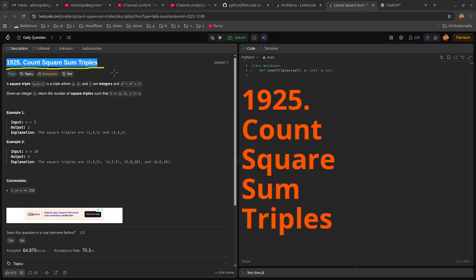Daily challenge. It is an easy problem today. 1925. Count Square Sum Triples.